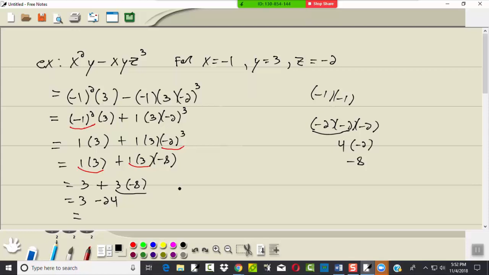And then, add or subtract, Aunt Sally. Well, these are different signs, so we'll subtract smaller from larger. 24 minus 3 is 21. And the sign of the answer is the sign of the larger number, which was negative. So we'll have negative 21. And that's our answer.